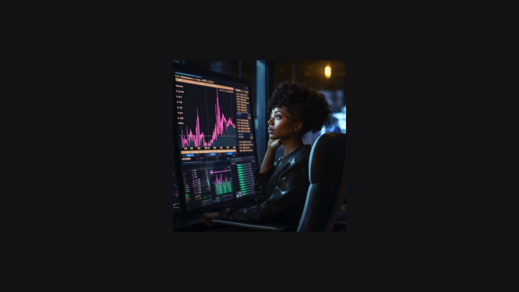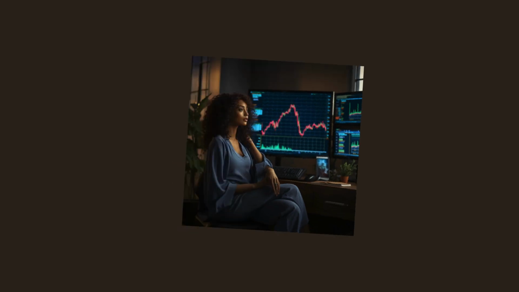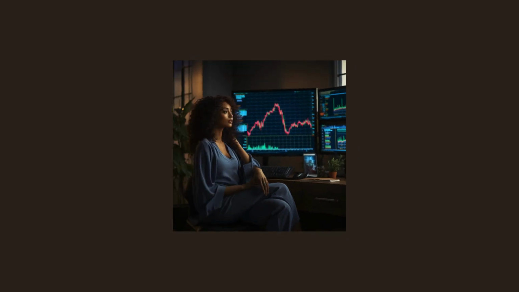Trend lines. Trend lines are lines drawn on a chart to represent the direction and strength of a trend. An upward trend line connects higher lows, while a downward trend line connects lower highs. Trend lines help identify potential support and resistance levels.